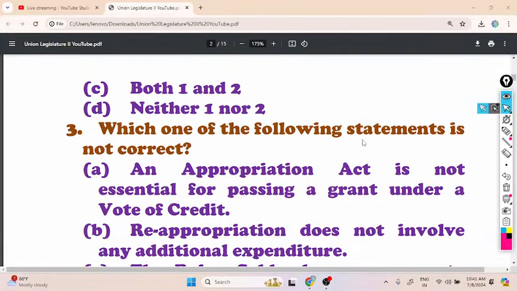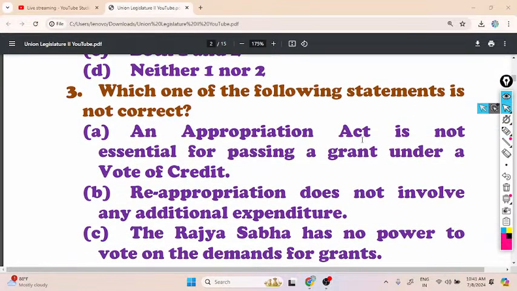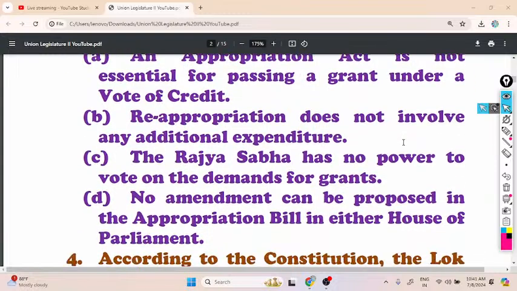Next we will come to which of the following statements is not correct. An appropriation act is not essential for passing a grant under the vote of credit. Reappropriation is not correct. Reappropriation does not involve any additional expenditure. Let us examine others. I will tell you the answer.